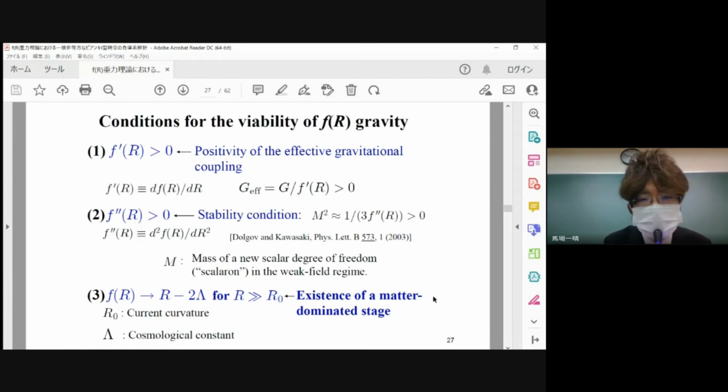There are several conditions for viable F(R) gravity models. The first is F prime is positive. This is the positivity of the effective gravitational coupling. Second is F double prime should be larger than 0. This is the stability condition for the theory. The third is the cosmological requirements. F(R) should be R plus a cosmological constant for the scalar curvature larger than the current curvature value. This is the existence of a matter-dominated stage.